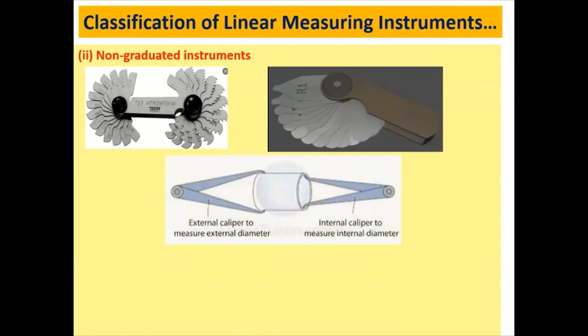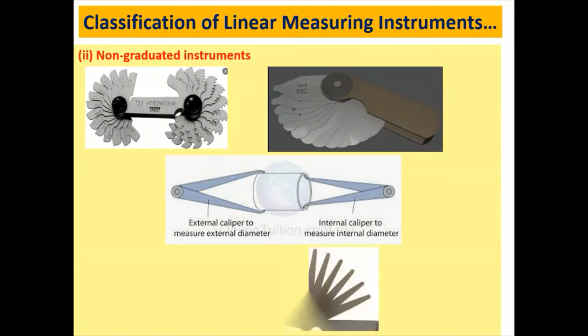This is the example of a caliper. Here we are measuring the external diameter of a component. Here we can check the internal diameter. Again, there is no scale, but these dimensions can be transferred over the scale there.